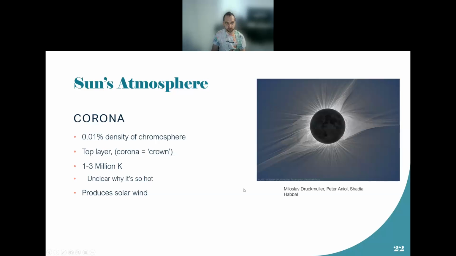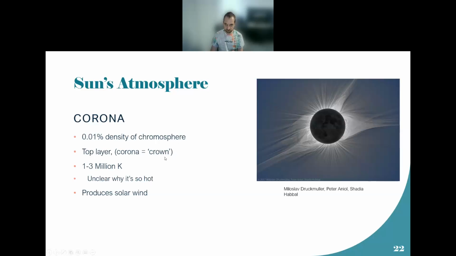And the uppermost layer of the Sun's atmosphere is called the corona. So the top layer, corona, means crown. And it's even less dense, 0.01% the density of the chromosphere, which was already 0.01% as dense as the photosphere, which was already 0.01% as dense as the Earth's atmosphere.